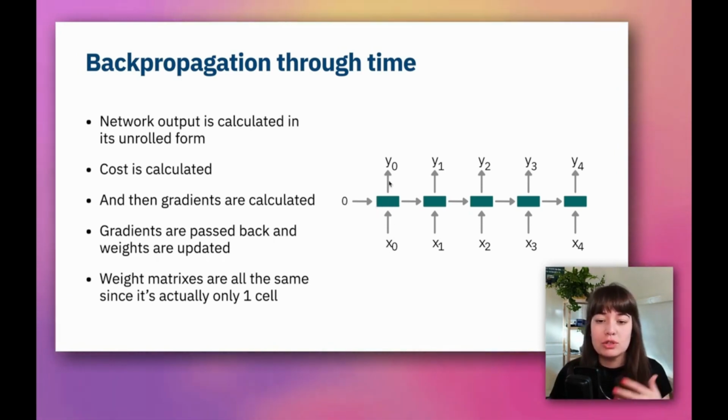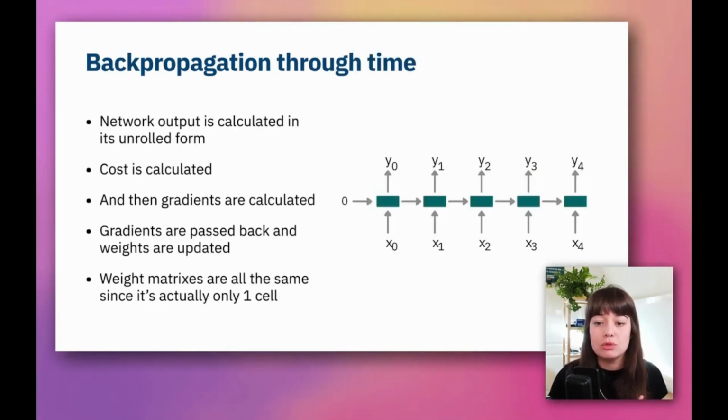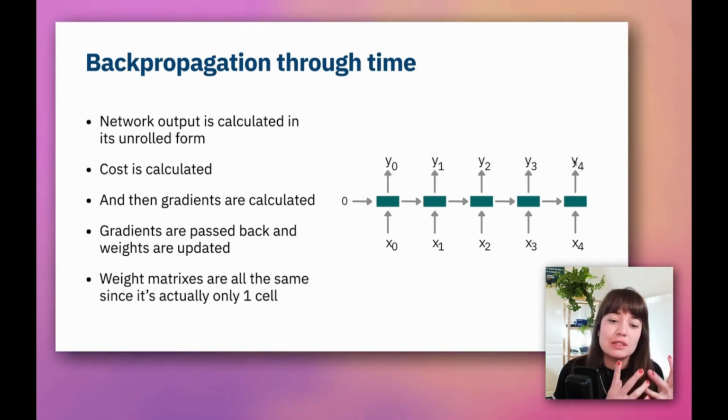You give the first input, you get a first output. You give the second input, you get a second output. And then you just calculate whatever you want to calculate. And then we calculate the cost of this network. But as we said in the previous slide, how you use the network might change. So you might want to ignore the first couple of outputs, or maybe you're just interested in the last 2 outputs, or maybe even just the last one. So based on that, the cost is calculated. And then, as we did with normal neural networks, we calculate the gradient, and then the gradient is passed back through the network, and the weights are updated.